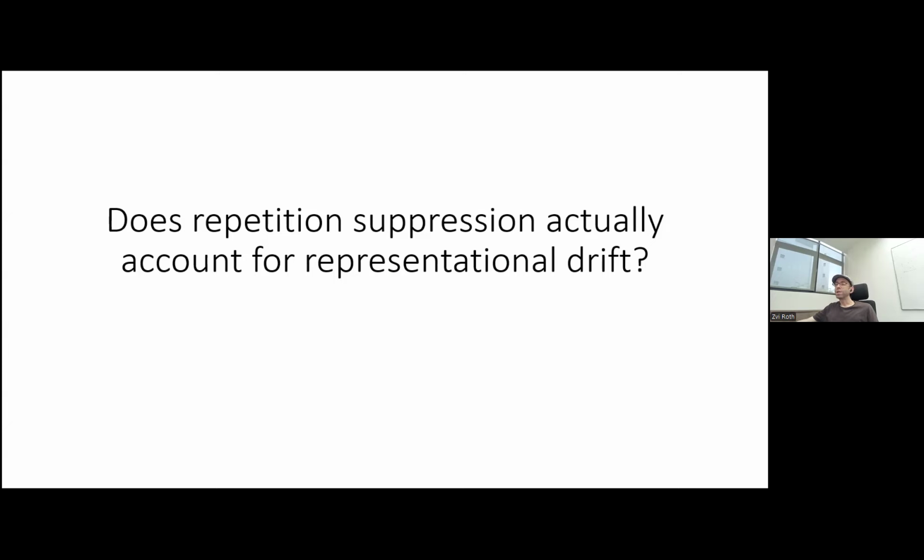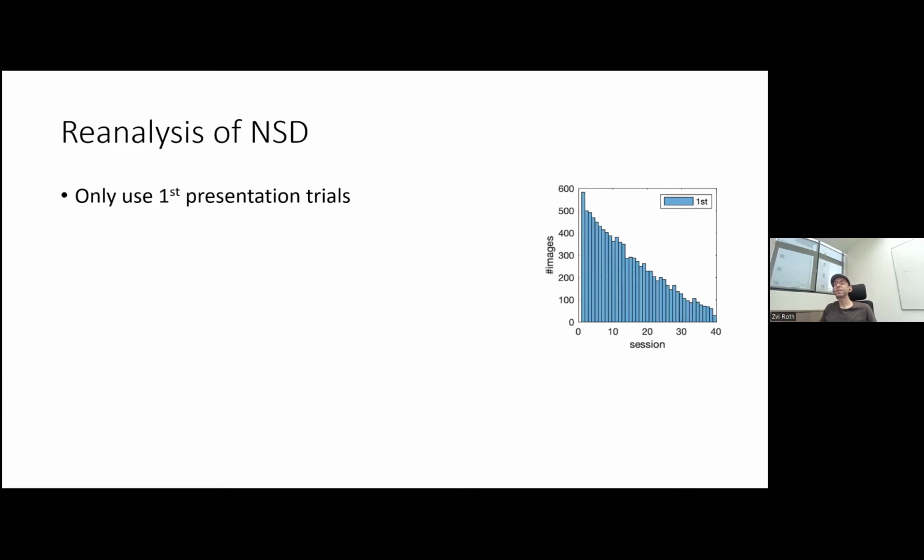And our approach will be to analyze data that doesn't include repetitions at all, so that repetition suppression doesn't even come into the picture. So we're going to reanalyze the NSD data using only trials on which images were presented for the first time. Now, the problem is that the number of first presentation trials decreases with session number. And if we were to analyze all of these trials, the number of trials used to train the model would decrease across sessions. And the model goodness of fit would be expected to decrease as well, which again might look like drift. So to keep the number of trials constant across sessions, we subsample each session. We keep an equal number of trials from each session.